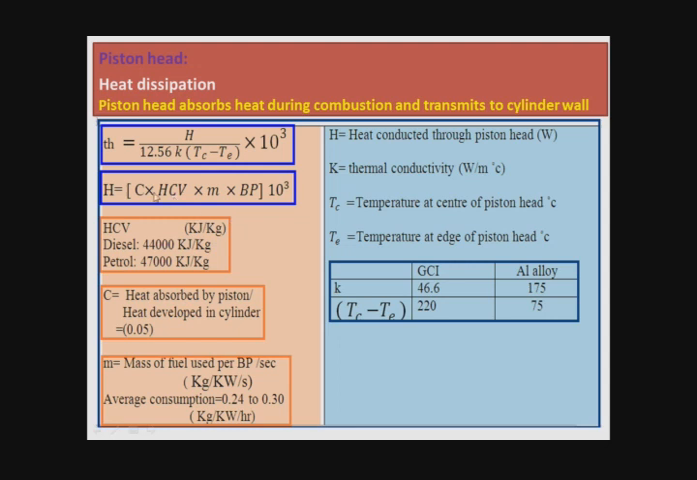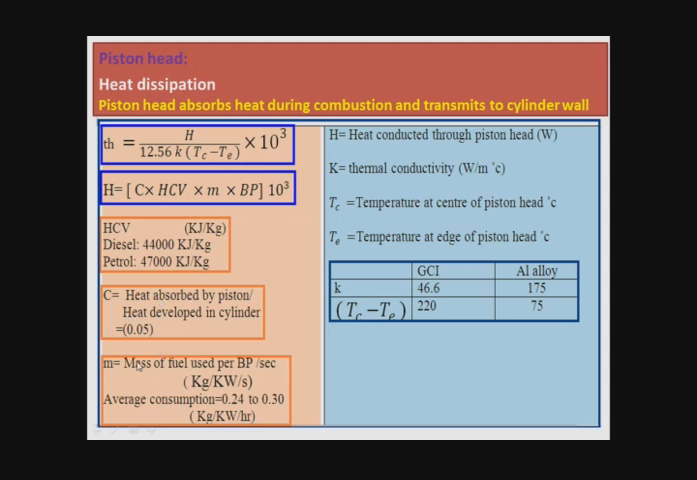And C means it is heat absorbed by the piston or heat developed in the cylinder. Its value is 0.05. It means only 5% of the energy released by whatever fuel is used, that amount only, 5% heat, is absorbed by the piston. That's why it is 0.05.